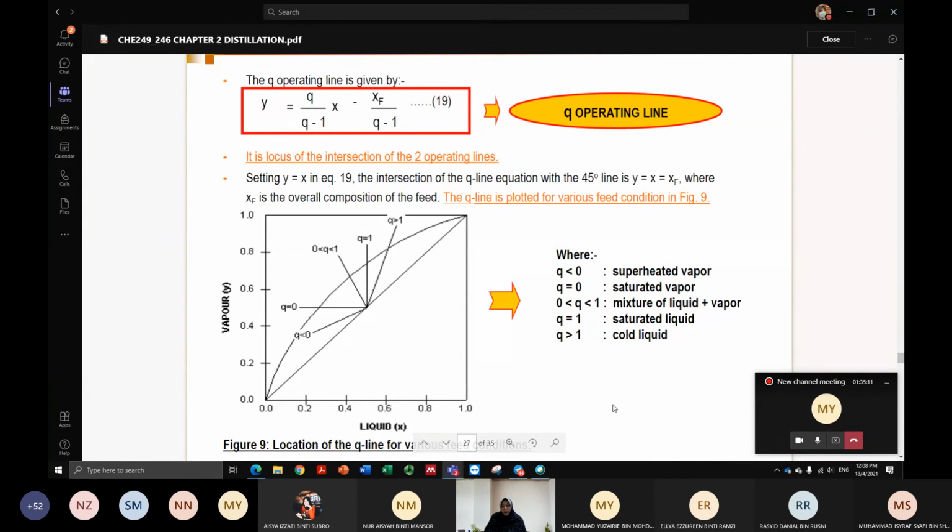So how do you get the values? It comes from the questions actually. There are many methods of calculating this part. You must be given how much liquid and how much vapor you have in your feed. So maybe your feed consists of 40% liquid and therefore 60% vapor.